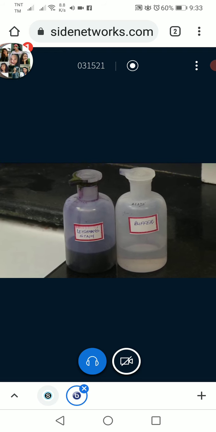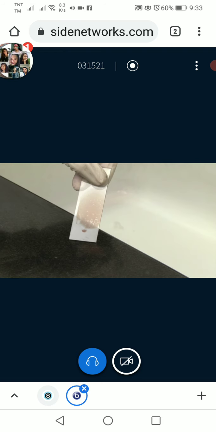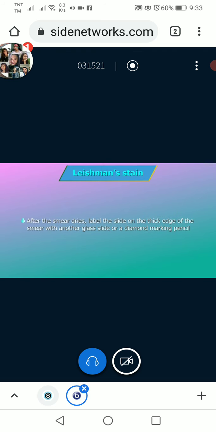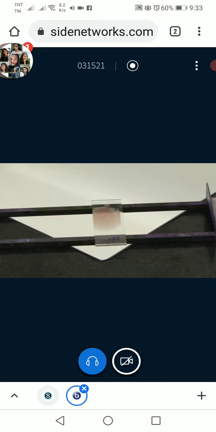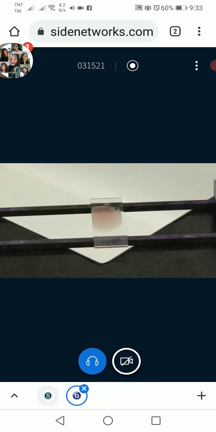Leishman's stain. After the smear dries, label the slide on the thick edge of the smear with another glass slide or a diamond marking pencil. This is done as the earlier markings can be washed away while staining. Next, place the dried slide on the staining rack.